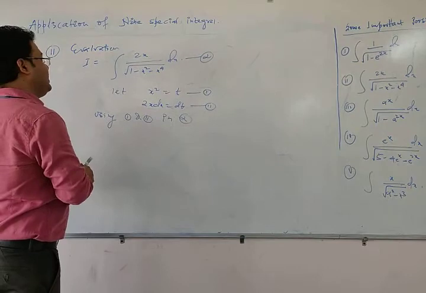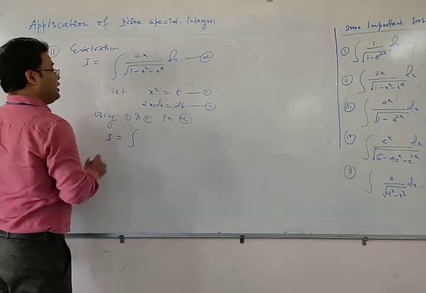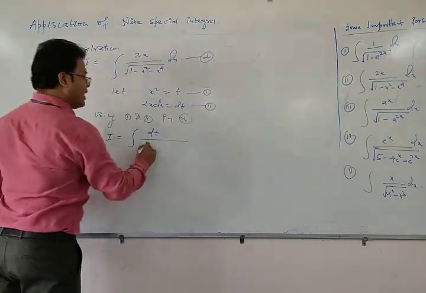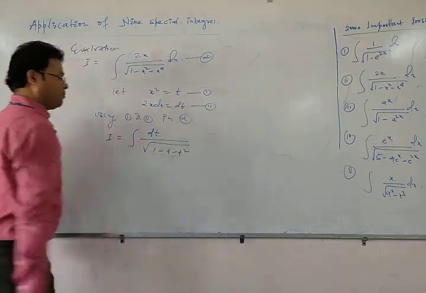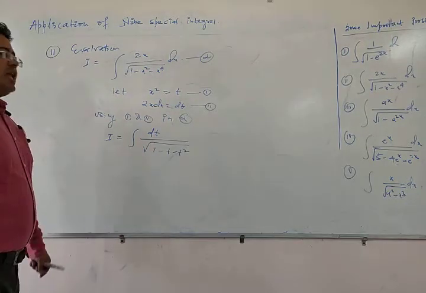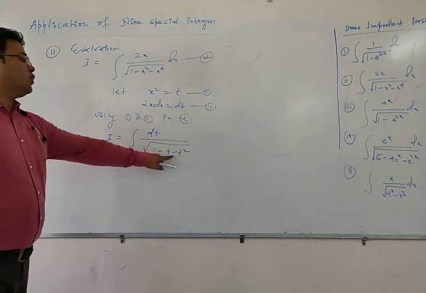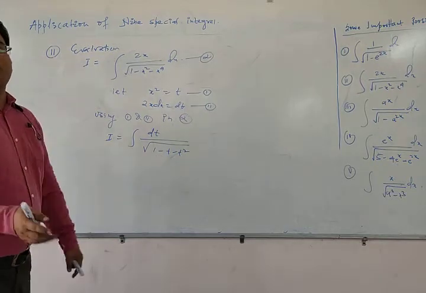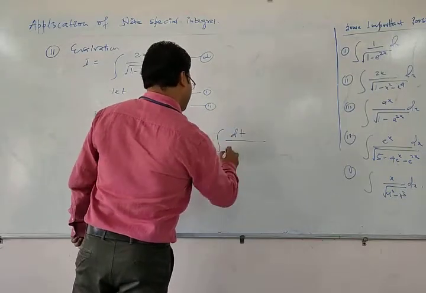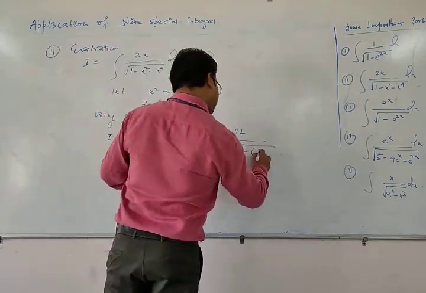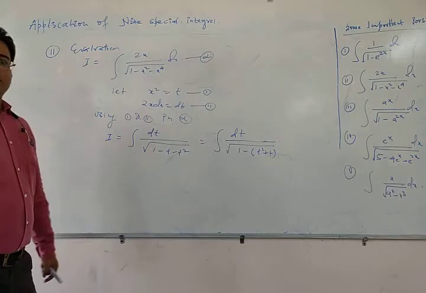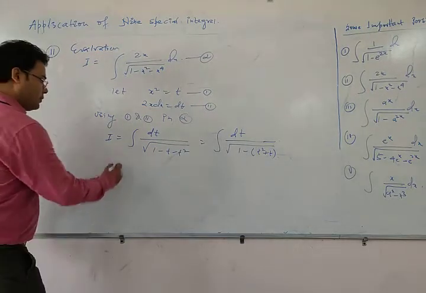Using 1 and 2 in alpha, your integration becomes I is equal to integration of, in place of 2x dx you can write simply dt, and in place of this you can write 1 minus t square. So here you can see that this is a quadratic expression, and you can make it as the sum of two perfect squares before going to use the 9 special integrals. So here we can write dt upon square root of 1 minus t square plus t. Can we write this? Yes, we can write like this.